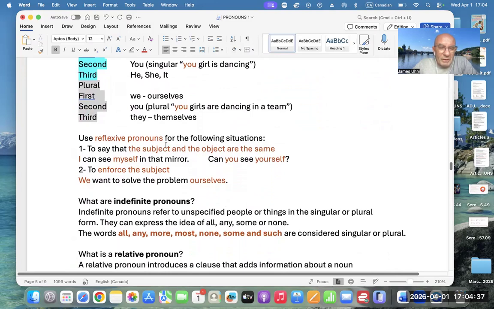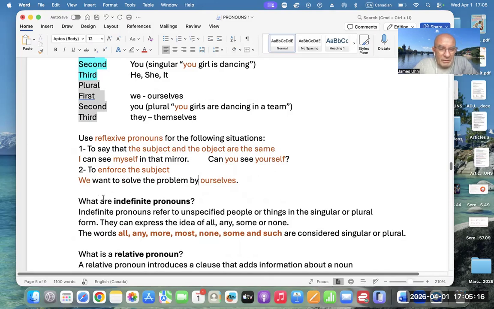Use reflexive pronouns for the following situations. To say that the subject and the object are the same: I can see myself in that mirror. I, myself. Can you see yourself? To enforce the subject: we want to solve the problem ourselves. Okay, so I will add ourselves.